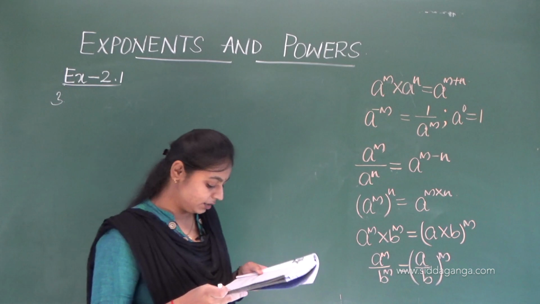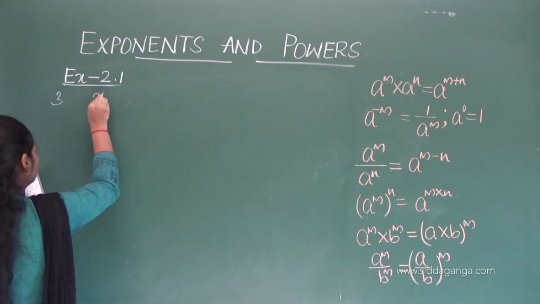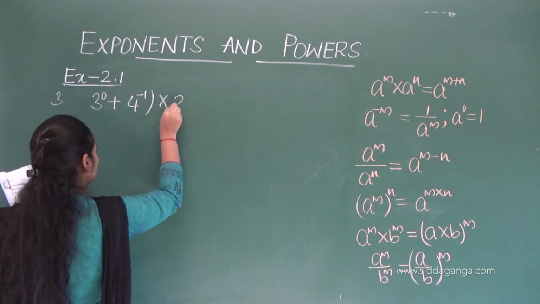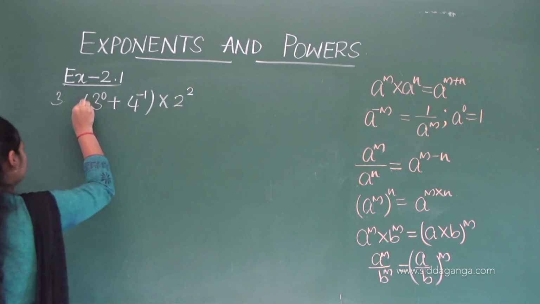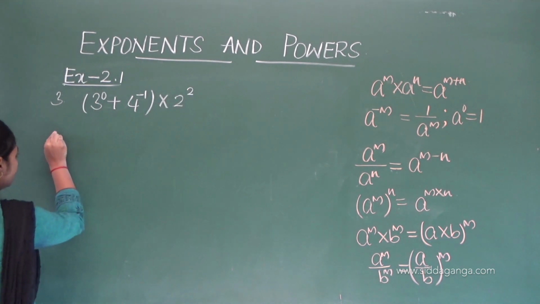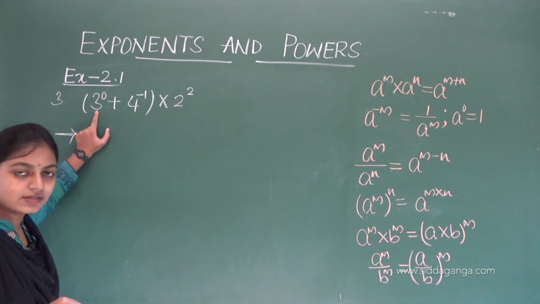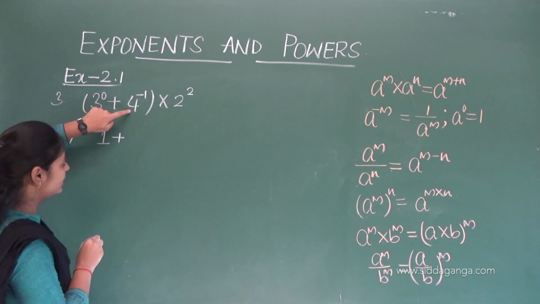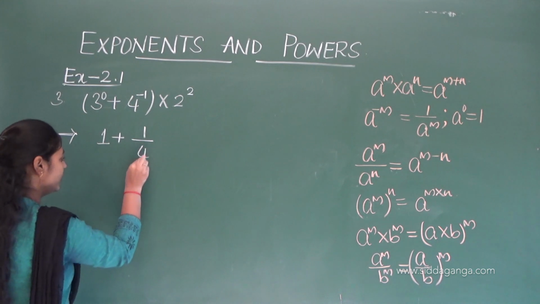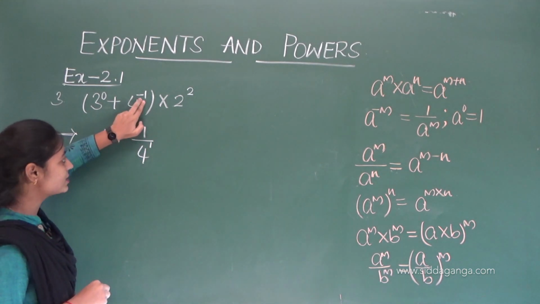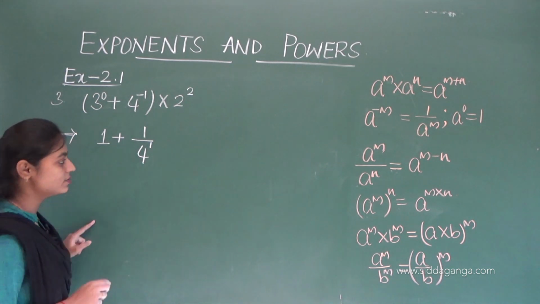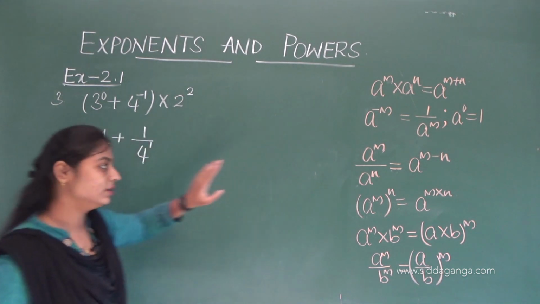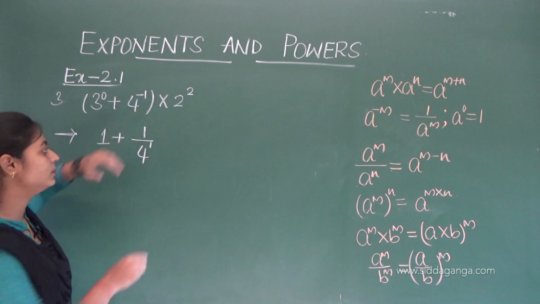Next one, find the value of 3 to the power of 0 plus 4 to the power of minus 1 into 2 square. 3 to the power of 0 is 1, plus 4 to the power of minus 1. So we can write it as 1 divided by 4 to the power of 1. So we wrote the negative exponent as a positive exponent. We are using the law a to the power of minus m is equals to 1 divided by a to the power of m. So you must write which law you have used here.